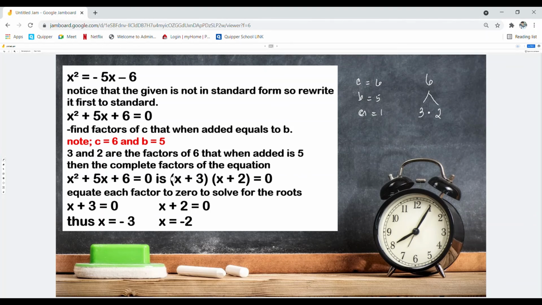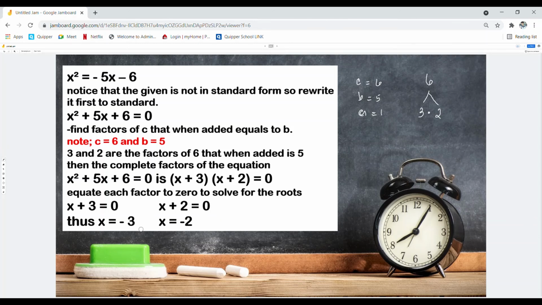So now you are going to write the complete factors of the equation x squared plus 5x plus 6 equals 0. You just break x squared into x and x, and then you have 3 and 2 as your factors for 6 that when added equal b. Then of course you have your complete factors. You can now equate each to 0. First is x plus 3 equals 0, and the other one is x plus 2 equals 0. Thus x is equal to negative 3, and the other one is x is equal to negative 2.